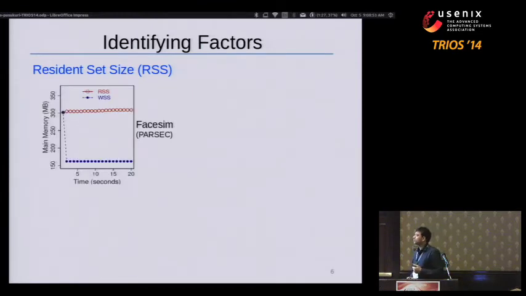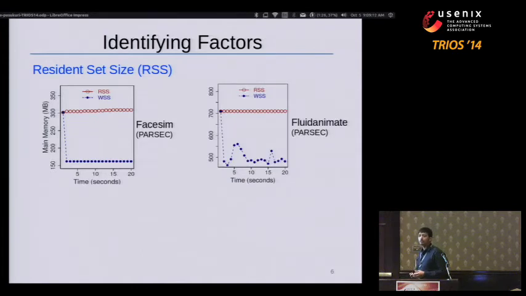For example, when we measure the RSS and WSS of the facesim application from PARSEC, you can see that there is a significant difference between RSS and WSS. The x-axis is time, and the y-axis is the main memory in megabytes. And another application, for example, fluidanimate from PARSEC. As you can see here, while RSS is steady along with time, WSS varies a lot. Therefore, although RSS correlates with WSS, it's not sufficient to accurately approximate WSS.